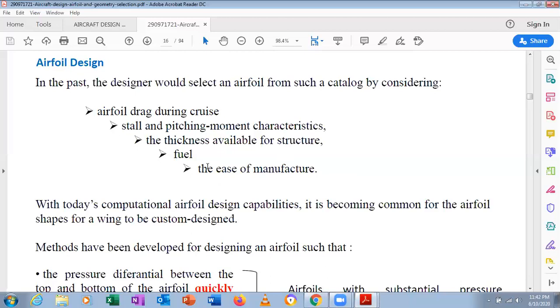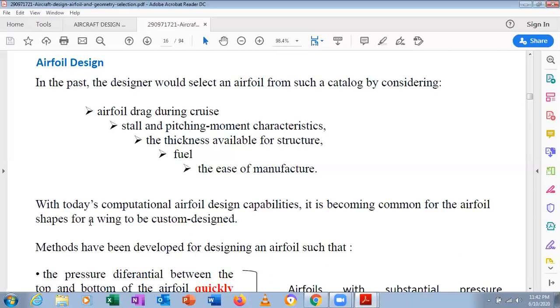So therefore it tells that how much fuel you are going to store, that much of the range of the aircraft will be there, correct? So therefore the thickness available for structure is determined by the airfoil. What should be the thickness of the airfoil, what should be the shape of the airfoil, it all will depend upon the airfoil design.